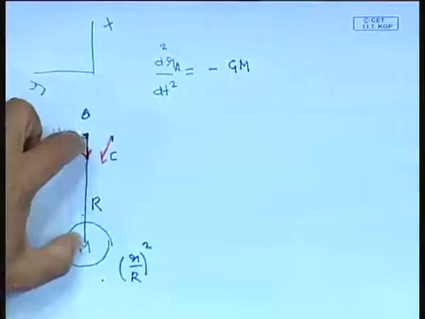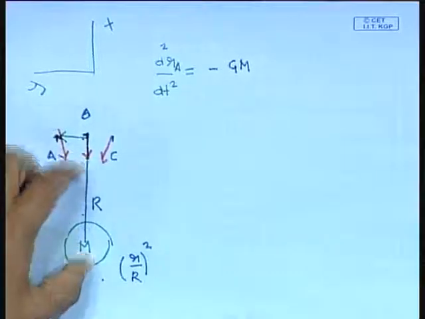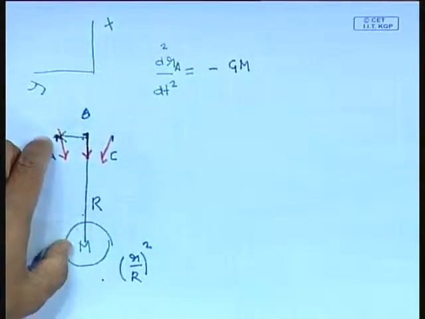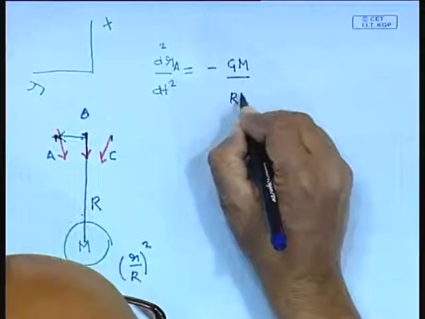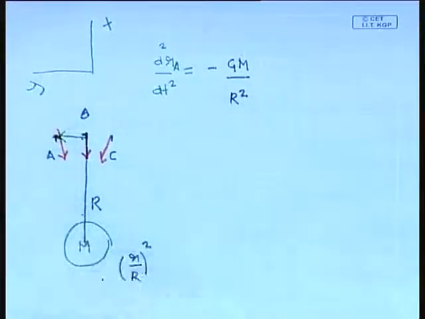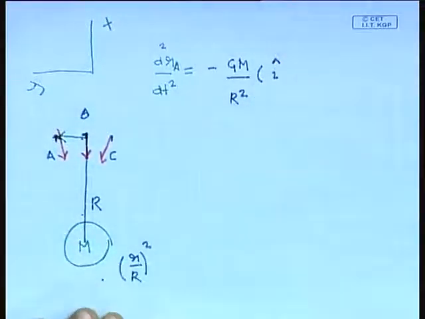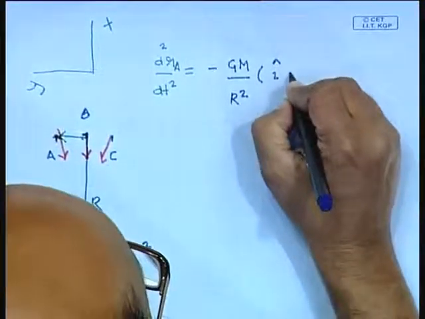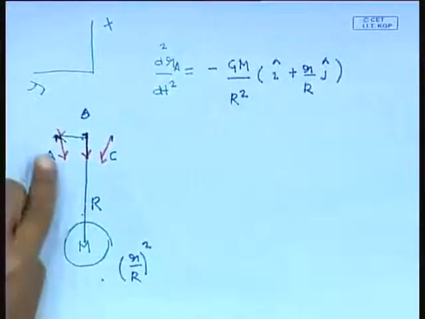then this distance is the same as this distance. If you ignore terms of this order, second order, because you apply Pythagoras theorem, this distance is the square root of this distance squared plus this distance squared. So if you ignore the square term, it is just GM by R square, and the direction in which it points has a component along the x axis, which is i, and a small component along the y axis, which is essentially 1 plus r by R j. That is the direction in which this vector points.